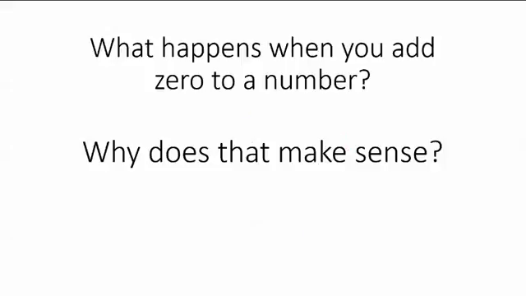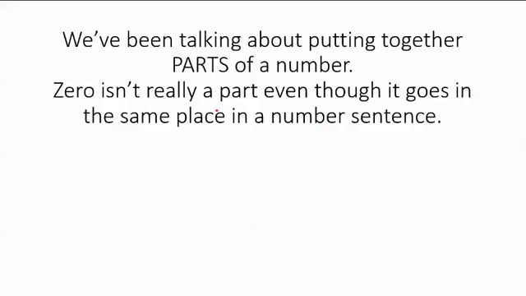And this is one way that they've summed it up in this curriculum. We've been talking about putting parts of a number together. Zero isn't even really a part, even though it goes in the same place in a number sentence. Like really, when we write 5 plus 0 equals 5, we're really just saying 5 equals 5. Because 0 is nothing. It's not even a part, even though it goes in that part spot of our number sentence. That's what this means, and that's what we're trying to really understand. Do you see what I'm saying?